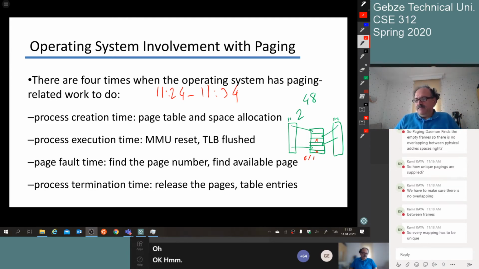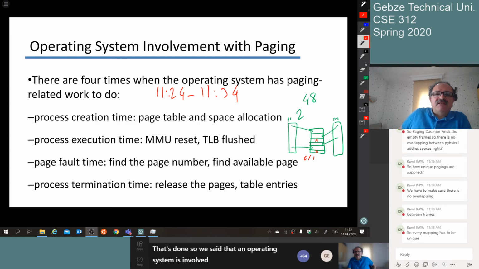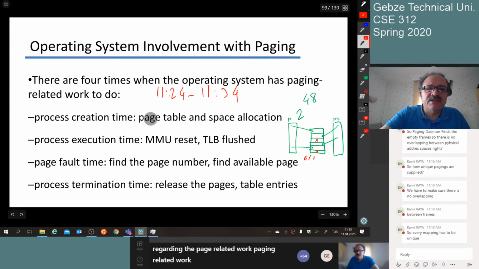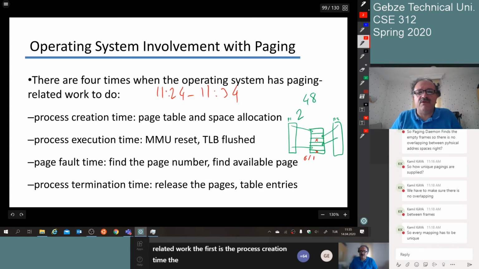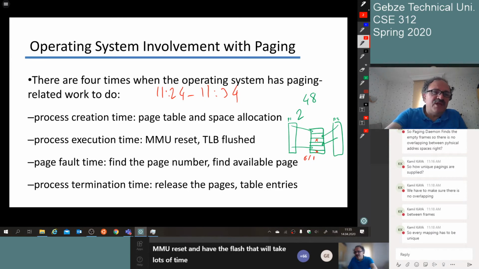Let's start. So we said that the operating system is involved at 4 different places regarding the paging related work. The first is the process creation time. The second is during the execution. If there is a context switch, then I have to do the MMU reset and TLB flush. That will take lots of time. And of course, page fault time.